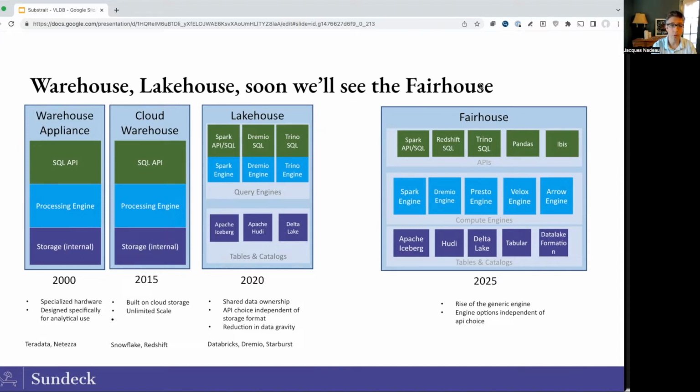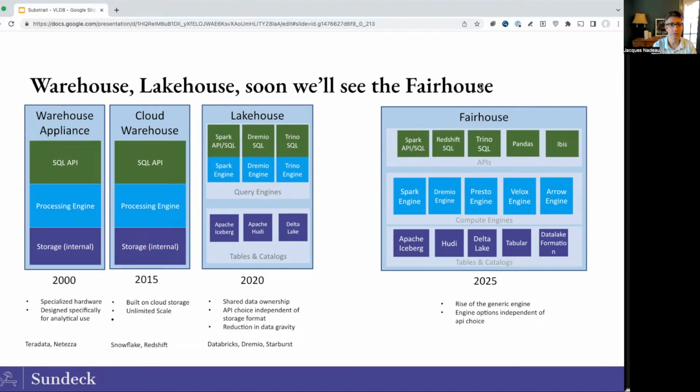And I think that what we're moving towards, and this is my expectation of where the world is going over the next few years, is what I'm calling the fair house, which is the idea that API will start to get decoupled from compute in the same way that storage has become decoupled from compute. And the reason I call it fair house is because all of a sudden, even if I choose to use a particular API because I'm comfortable with that, or because that's the most appropriate way to express that set of computations, I can still choose a different engine to solve my problems.